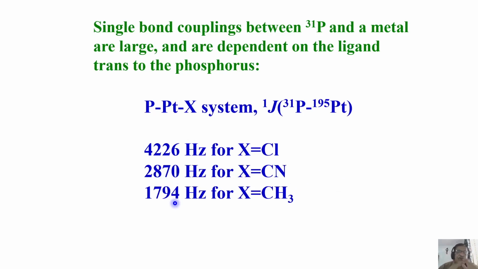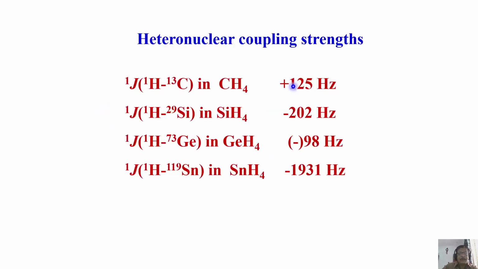See, so far we were discussing proton and carbon, where the coupling constant is of the order of a few hundred hertz, and in the case of proton-proton, a few tens of hertz. But when you go to exotic nuclei, some of the rare nuclei or some other heteronuclei, the coupling constant can be of the order of several kilohertz. This point you have to keep in mind. I just want to give you another example.